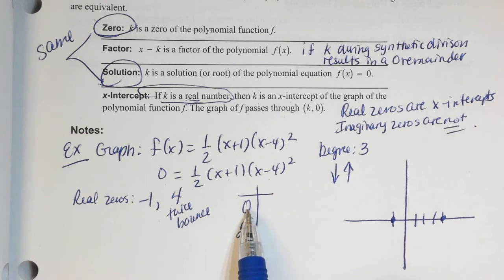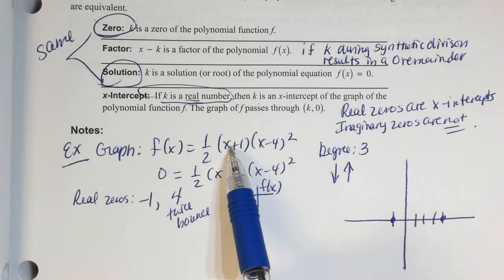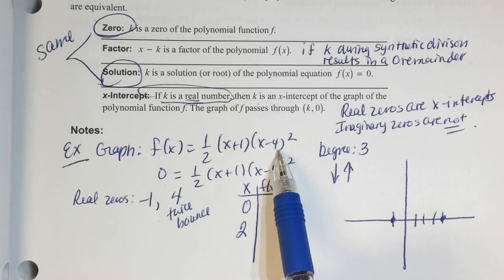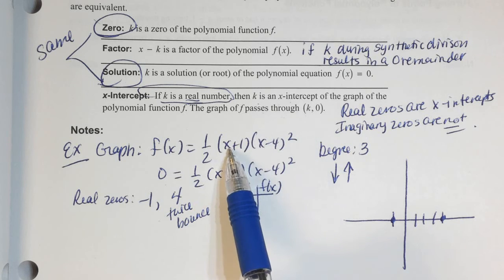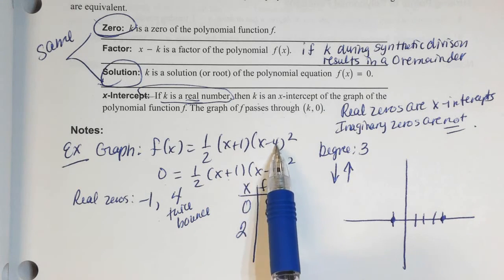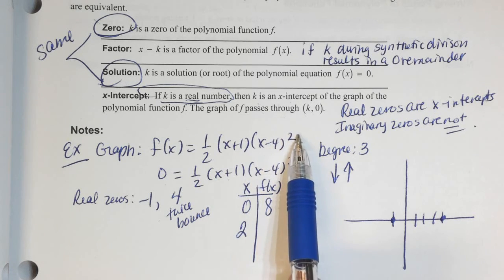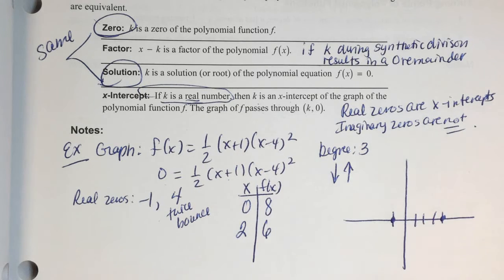To find these y values, I have to plug them back into my function. So 0 plus 1 is 1, 0 minus 4 is -4, -4 squared is going to be 16 times 1 is 16, half of 16 is 8. 2 minus 4 is -2, squared is 4, times 3 is 12, half of 12 is 6. I'm just finding some values.